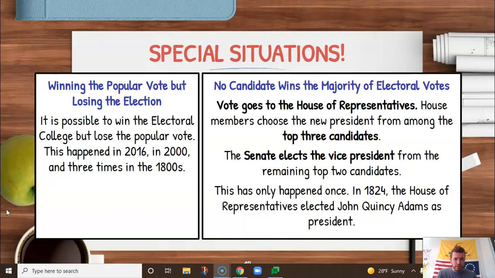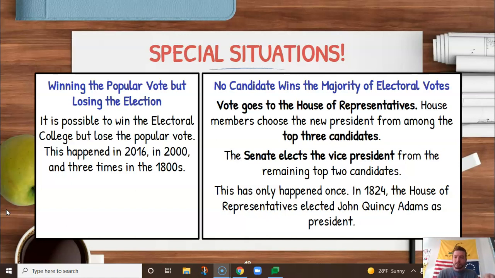The other situation is when no candidate wins the majority of electoral votes. When this happens, the vote goes to the House of Representatives. This is from the 12th Amendment. The House members choose the new president from among the top 3 candidates, and every state gets 1 vote. The Senate would elect the vice president from the remaining top 2 candidates.